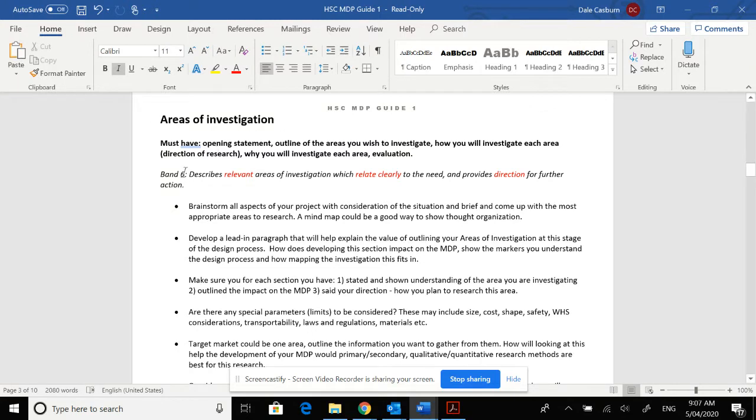So the band six, I know I put band six here, but this just means a high mark. I like to put band six in there because it makes you think that you're aiming for something high. So it describes relevant areas of investigation which relate clearly to the need and provide direction for further action.